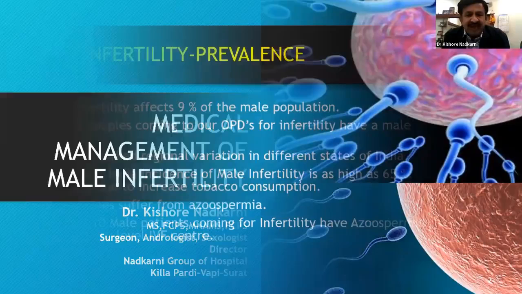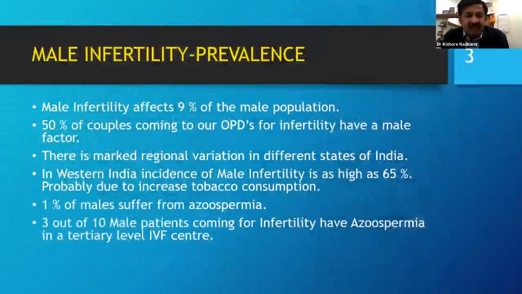As you know, male infertility affects 9% of the male population, and 50% of the couples coming to our OPD for infertility have a male factor. There is a marked regional variation in different states of India, and particularly in Western India, Gujarat, we have as high as 65 to 70% male factor.